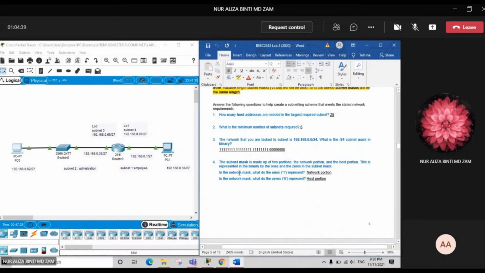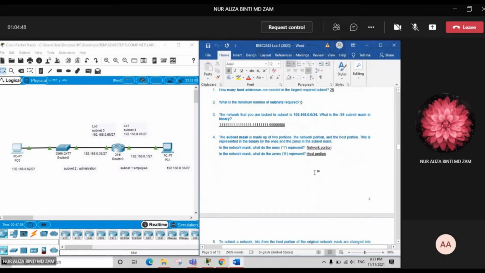In the network mask, what does 1 represent? The answer is network portion. And in the network mask, what does 0 represent? The answer is host portion.